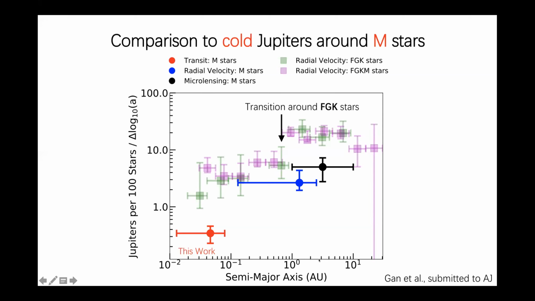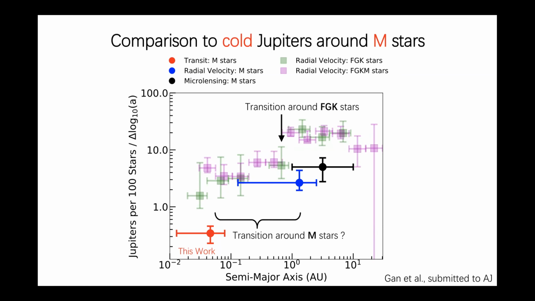And if the formation of giant planets around M stars is similar to FGK stars, we would expect to see a similar occurrence rate transition within 1 AU due to the lower irradiation of M dwarfs. However, given the limited occurrence rate measurements for warm Jupiters around M dwarfs with semi-major axis between 0.1 and 1 AU, even if this occurrence rate transition indeed exists, the exact turning point is still unclear.